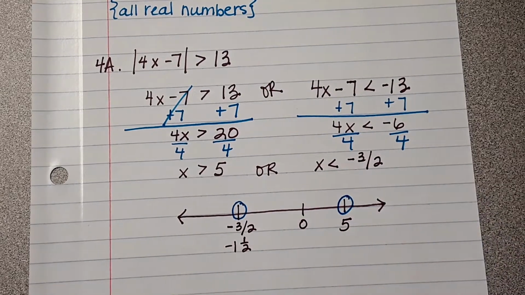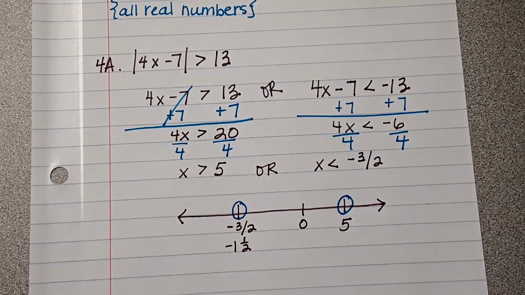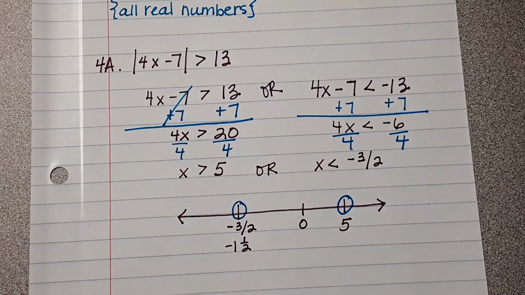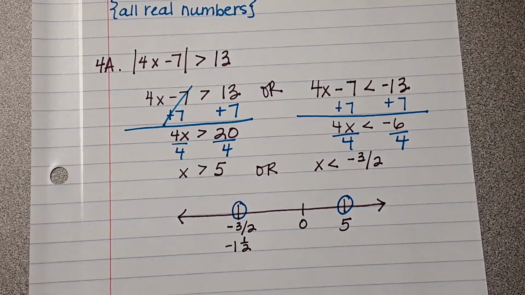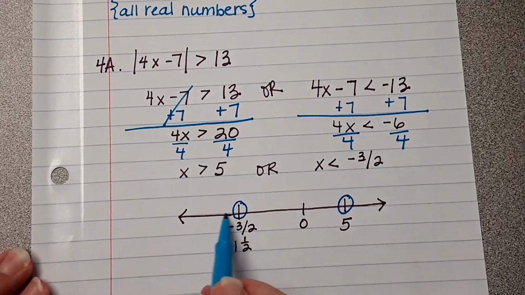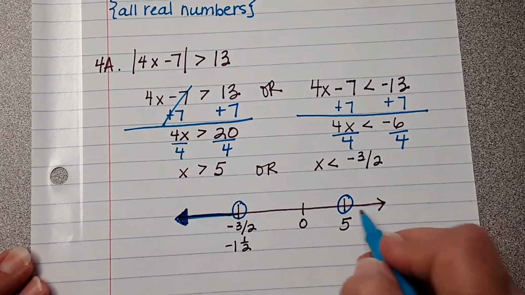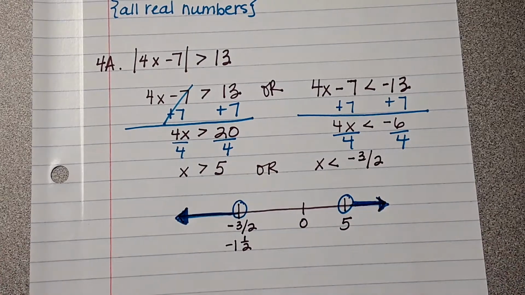Now, I know that we know what or looks like, but I always think that you should test to make sure you're correct. So I'm going to use 0, that perfect number in between, right? Is 0 greater than 5? False, right? Is 0 less than negative 3/2? That's false. So since it's false, that's why we're going to shade this way. And then we're going to shade this way. You guys, if it was true, then we would shade in between, and that would be our final answer.